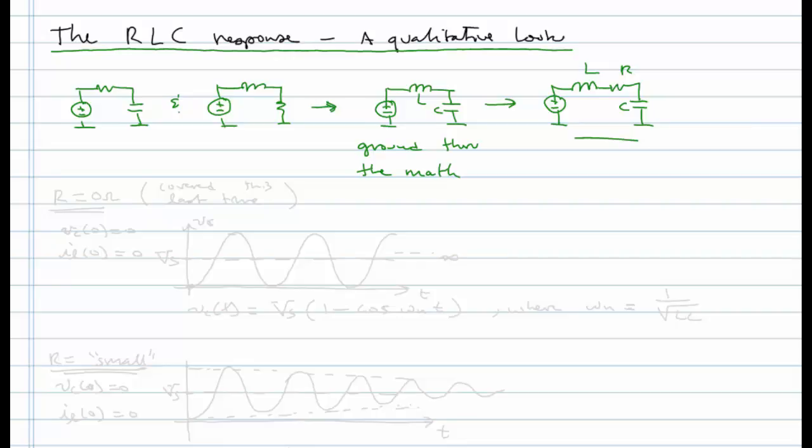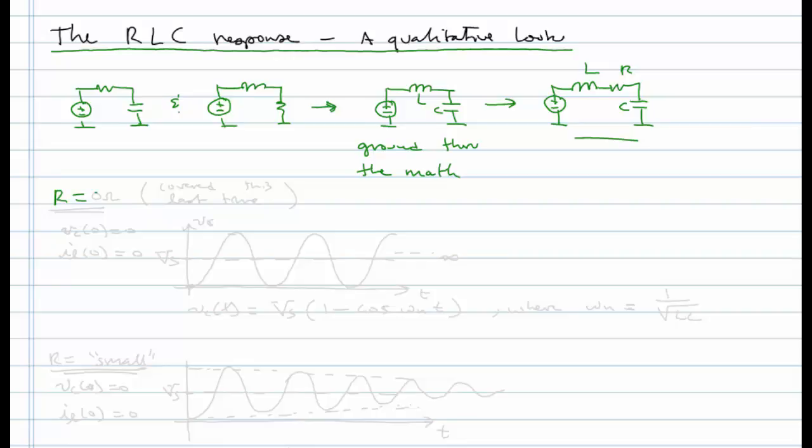We want to think critically about how we think a system should respond before we just blindly turn the math crank, because after all we might make a mistake along the way, and we want to know whether there is a mistake or not. It doesn't make sense with what we understand intuitively. So let's consider several cases of an RLC circuit.